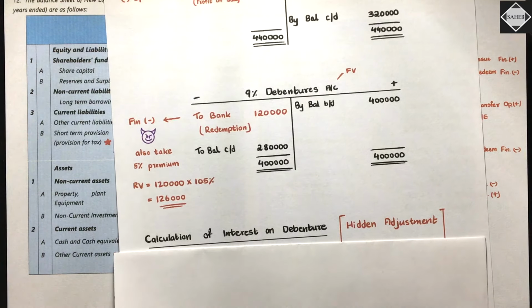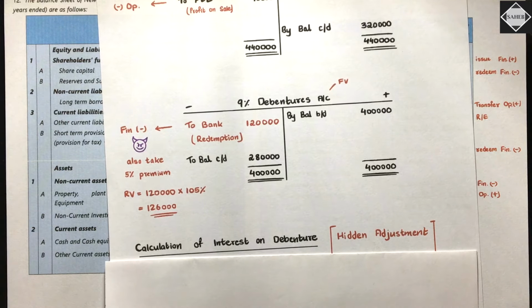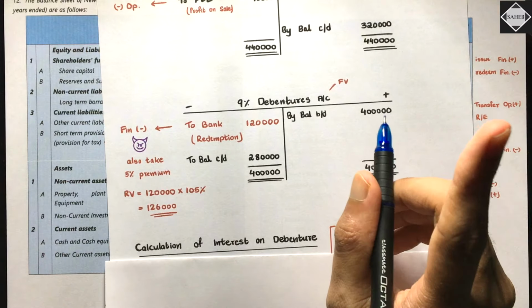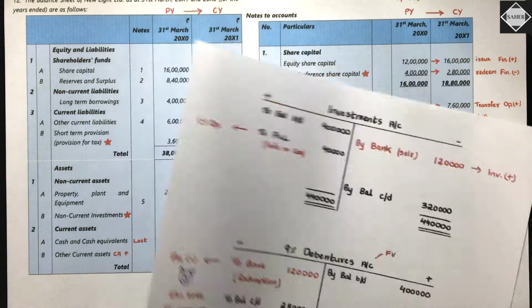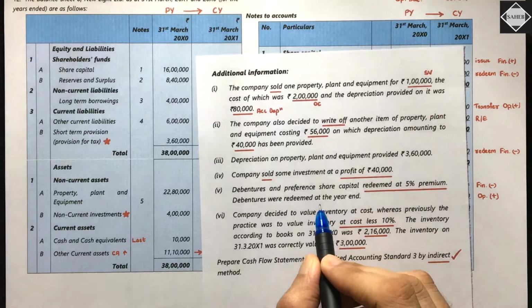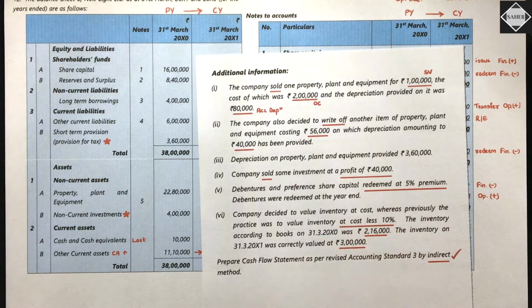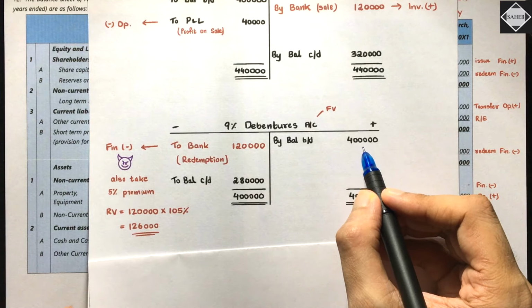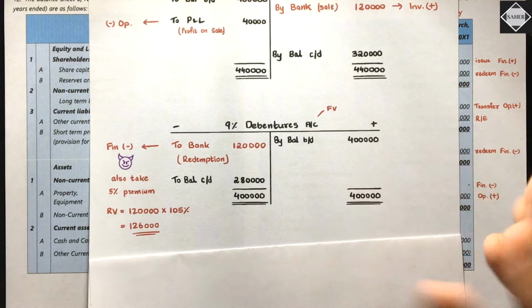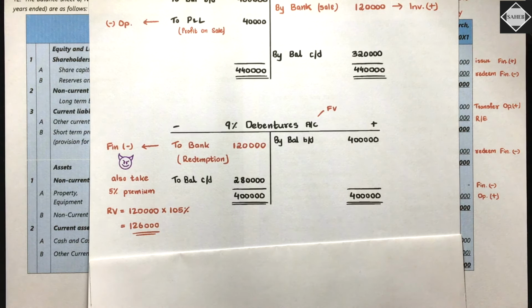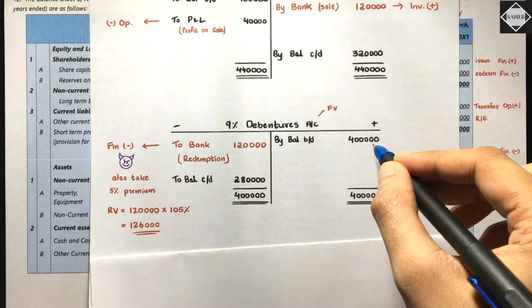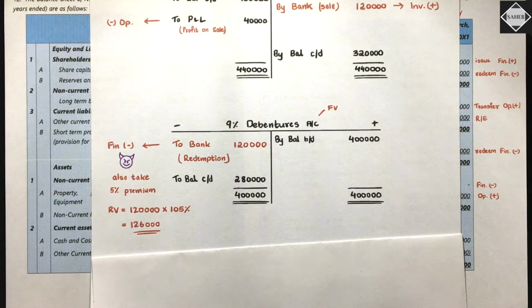Now regarding the interest adjustment, hidden adjustment is there. So it's really simple. On which value you will calculate the interest? Will you calculate the interest on 4 lakh or whether on 2 lakh 80? It's really simple. The question has said, see here, debentures have been redeemed at the year end. If debentures have been redeemed at the year end, that means for the entire period, 4 lakh was existing. So on entire 4 lakh interest has been generated. So on opening balance only you will calculate the interest. Is it clear? For the entire year 4 lakh worth of debentures were there. So interest was generated on that.